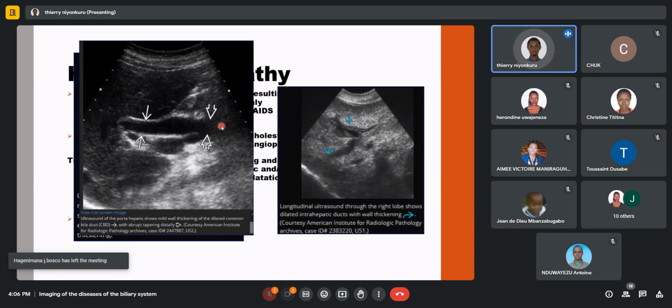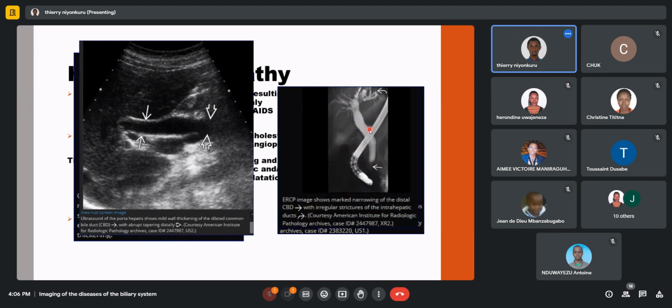Also, on this patient, you can see in the right lobe that this duct is dilated, and all those ducts are dilated. We can visualize that the wall is thickened, which looks hypoechoic. In an HIV patient, this is suggestive of HIV cholangiopathy. And on ERCP, you can see the common bile duct, but there is this abrupt tapering with the subsequent upstream dilatation in an HIV patient, also with no surrounding inflammatory reaction, so it's suggestive of HIV cholangiopathy.